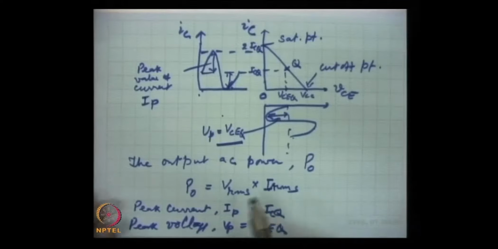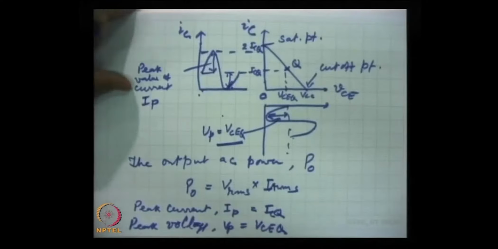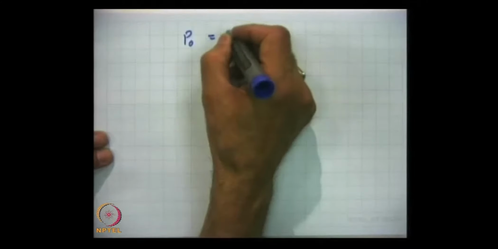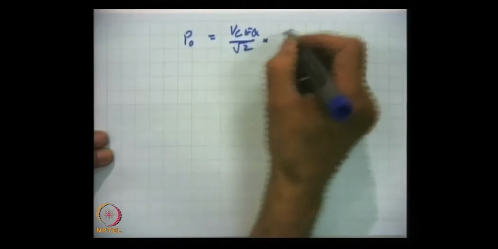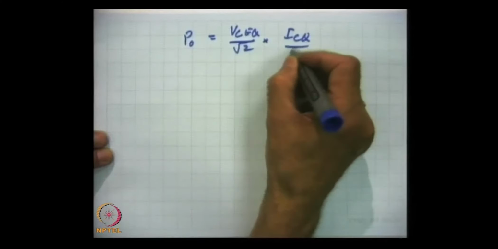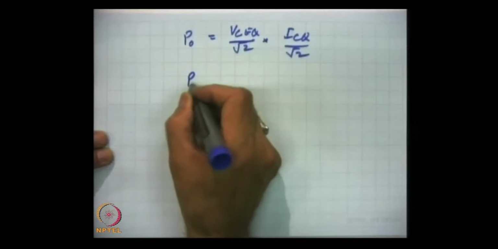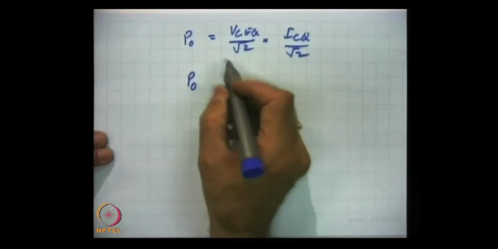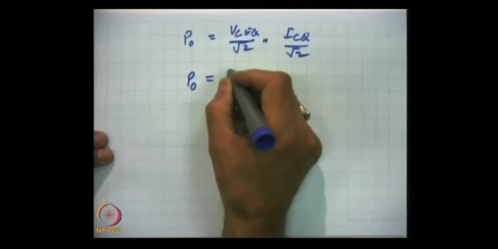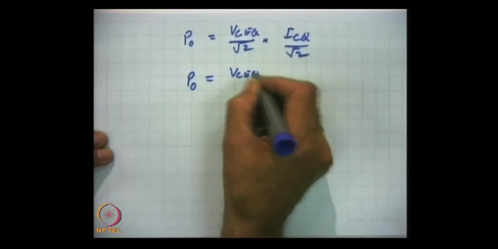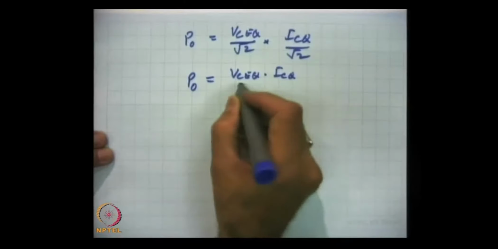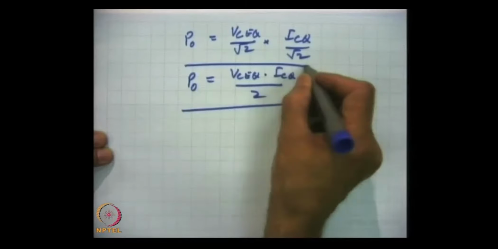Therefore, these are the peak values, and we can write the RMS values and the expression for the output power. The output power PO therefore is VCEQ by root 2 into ICQ by root 2. Therefore, in class A operation, the maximum power is half of the product of VCEQ and ICQ, that is VCEQ ICQ by 2. This is the maximum power.